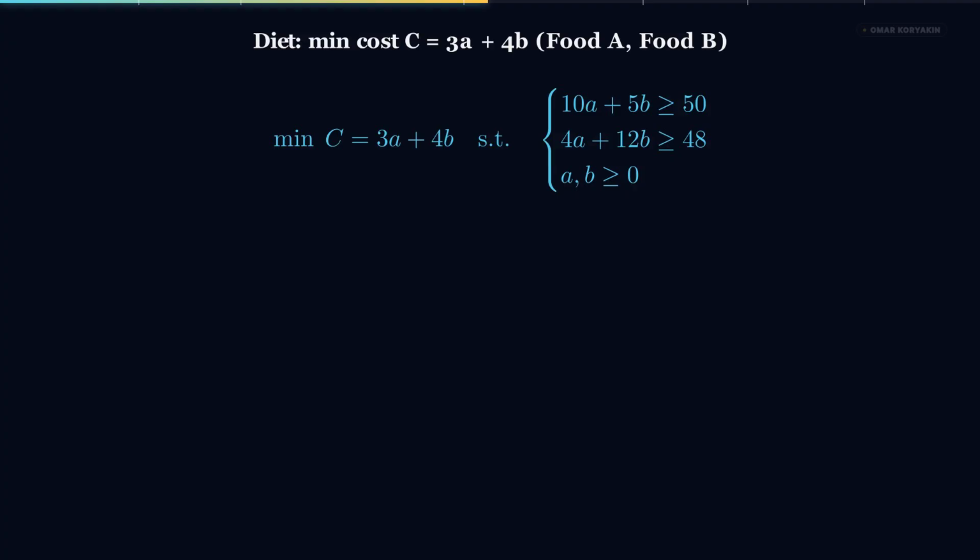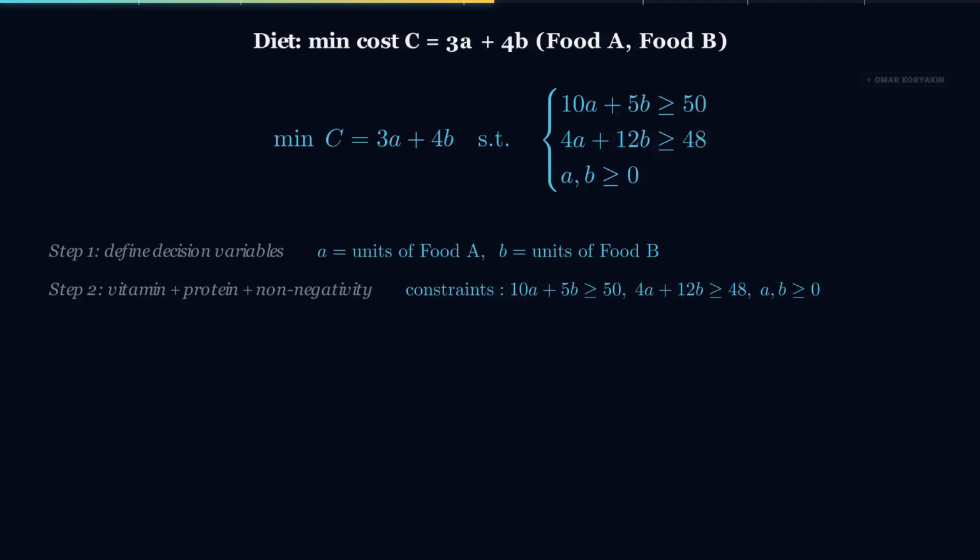Minimize the cost. Step 1. Define variables. Let A equal units of food A, B equal units of food B, both non-negative. Step 2. Write the constraints. Vitamin: 10A plus 5B greater than or equal to 50. Protein: 4A plus 12B greater than or equal to 48. Non-negativity: A greater than or equal to 0, B greater than or equal to 0.